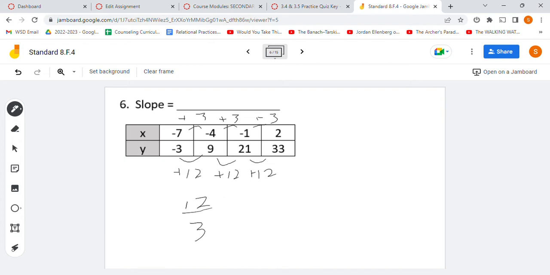That simplifies to 4 over 1, or you could write that as 4. Any one of these would be acceptable, but again, I would encourage you to reduce your fractions.